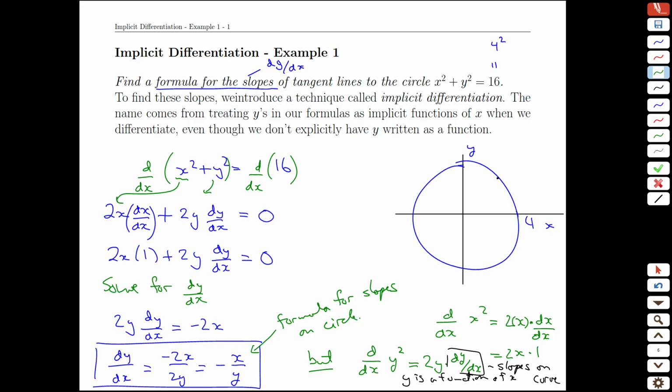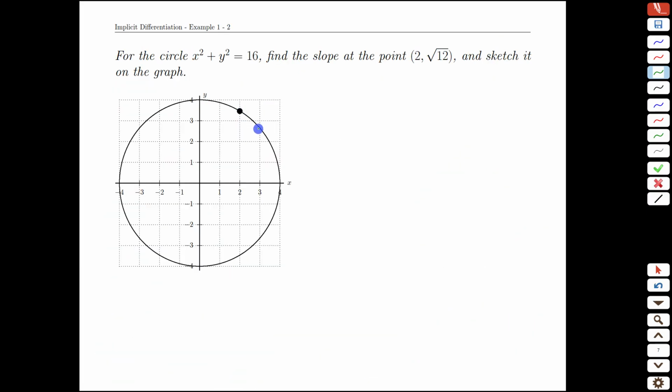Let's follow that up with some calculations for a specific point and see if it actually is working the way we expect. Here's that same circle again, and we're going to pick the point 2, root 12. So we had the derivative dy/dx equal to negative x over y. At the point 2, root 12, dy/dx equals the x value on top, but negative, over root 12. And putting that into our calculator gives us a value of around negative 0.578. Or 0.6 is probably as close as we're going to get graphically.